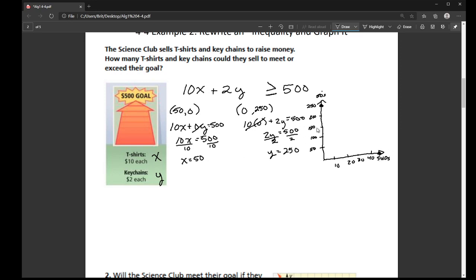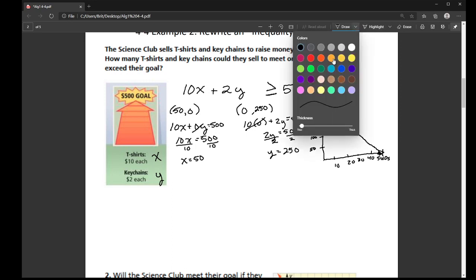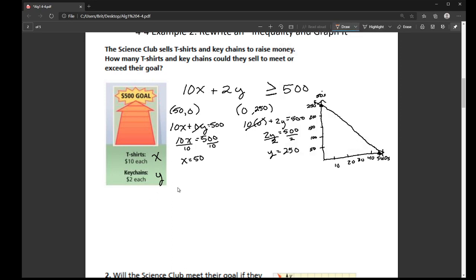So I have put both of those points on my graph, on my axes. And then I'm going to do my best to draw as straight of a line as possible. And I think I did pretty good there. So then I'm going to go ahead and pick a test point, just to see where I need to shade. Now, if possible, I always pick (0, 0) if it's not on the line. So I'm going to use the test point (0, 0).